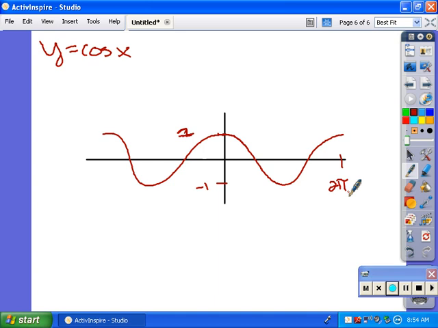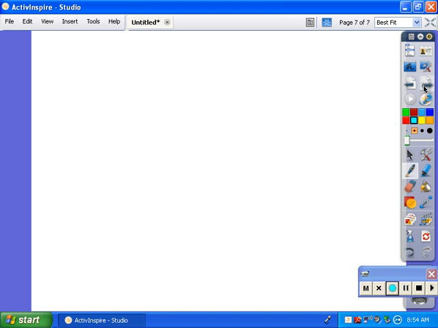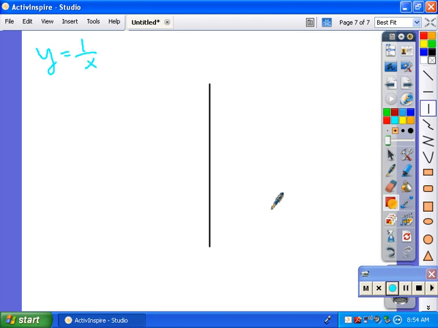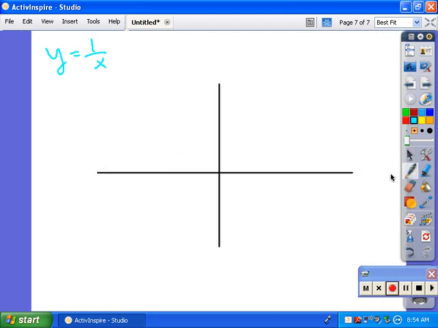Okay, how many is that? Six? What else? Elliot, you cheated and said one for the book. 1 over x. Yeah, 1 over x is a funky one. It looks like this.